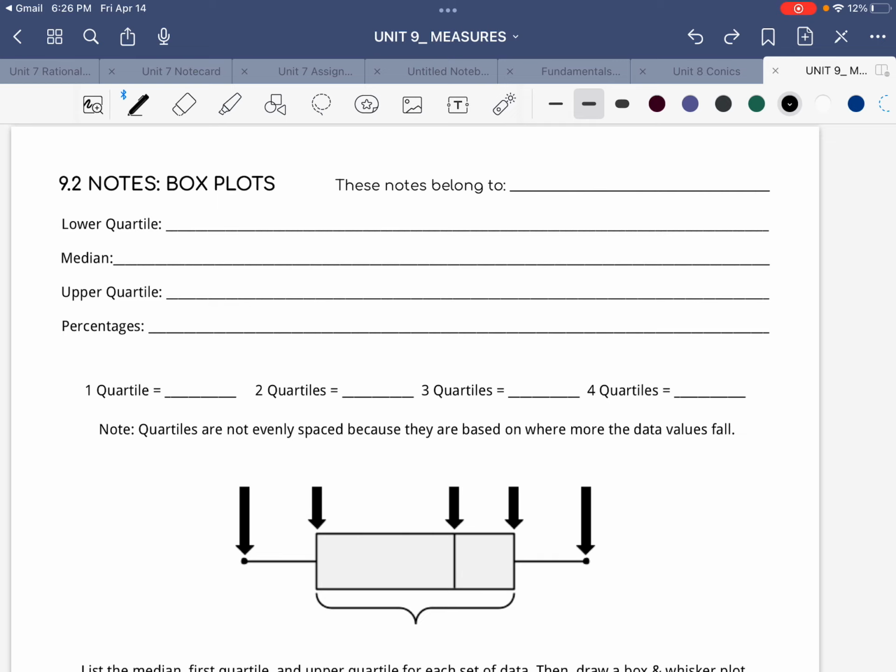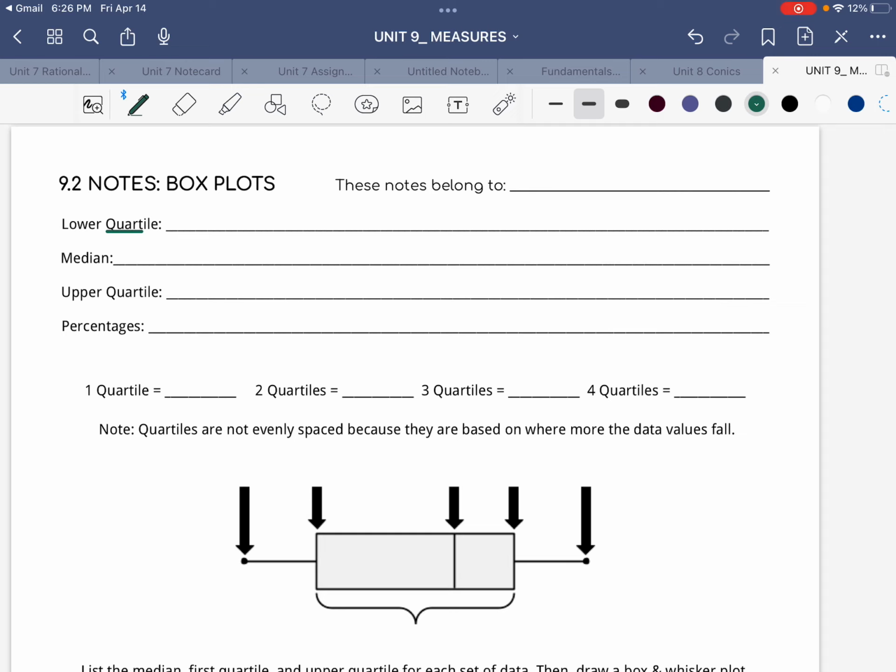Here on the left side, you'll realize we have some probably new words. The first thing I'm going to point out is this new word called quartile, and the first 5 letters spell quart. Quart means 4 because there are 4 quarters in a dollar. There are 4 quarts in a gallon. So what this means is we're going to be splitting our graph up into 4 parts.